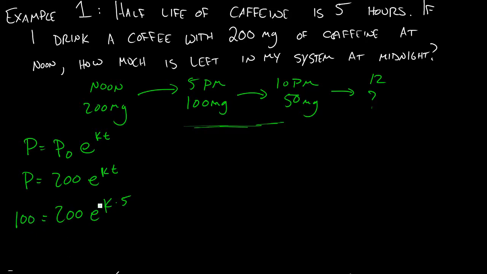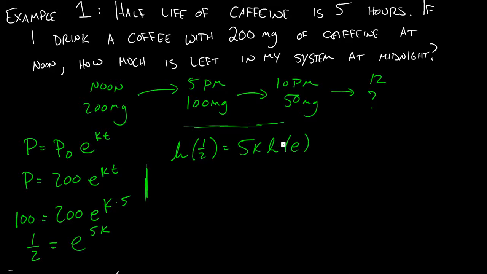And so if I try to solve for this k, I can divide each side by 200, and I'll get 1/2. 100 over 200 is 1/2 equals e to the 5k. And now, if I come back up here, I can take the ln of each side, so I'll get the ln of 1/2 equals 5k ln e, because I was able to bring down that 5k, because the ln e is going to turn into a 1, and I'll get k is equal to the ln of 1/2 over 5, which, if I type into my calculator, is about negative 0.139.